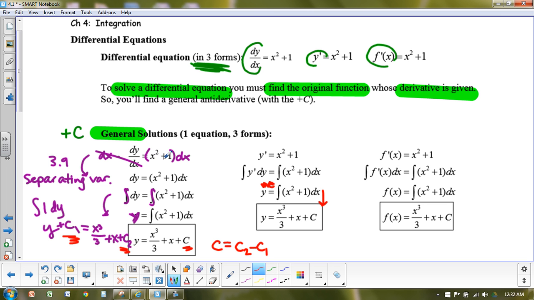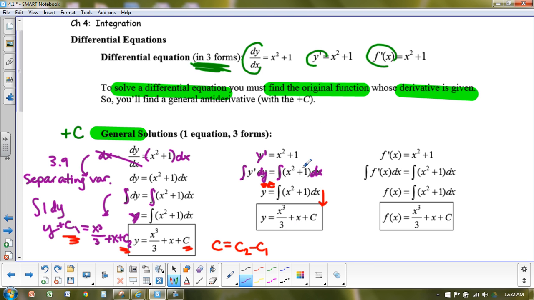So if we start with the y prime notation, you can then say, all right, I want to integrate both sides. So I want to integrate this side dy with respect to y. I want to integrate this side dx with respect to x. Integral of y prime is y. And then when I integrate this side, I get the x to the third plus x plus c.